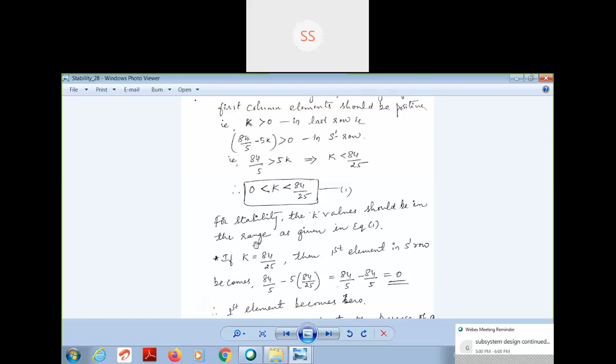This is the application. Once this range is known, you can set a suitable value of k and retain the system in the stable condition only. This is the most important application of the Routh array.